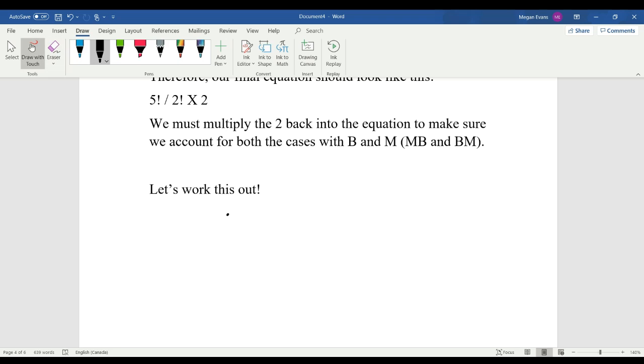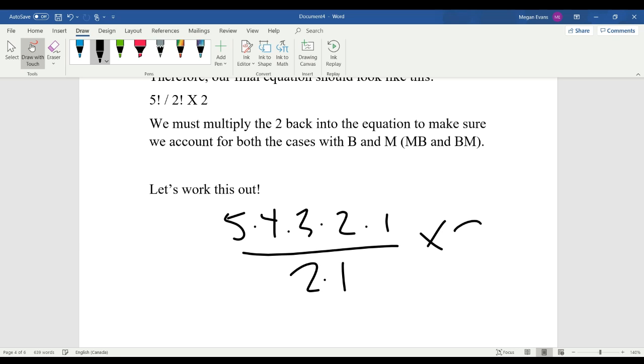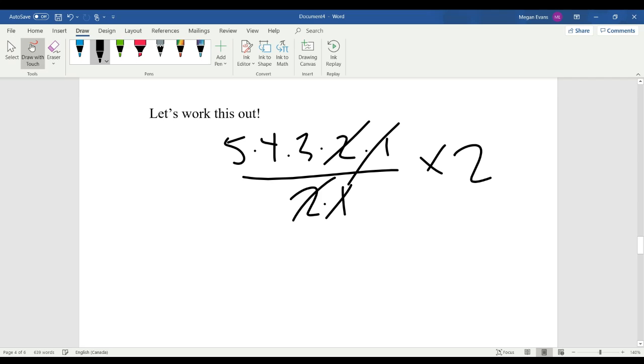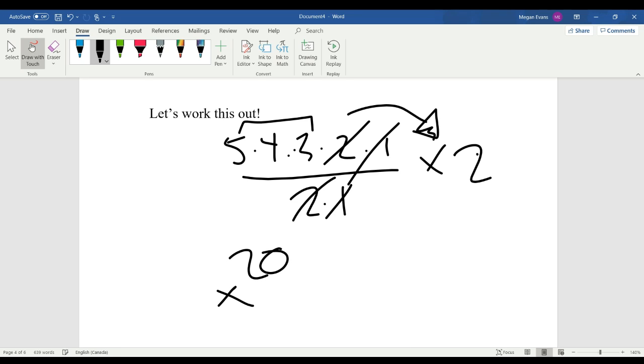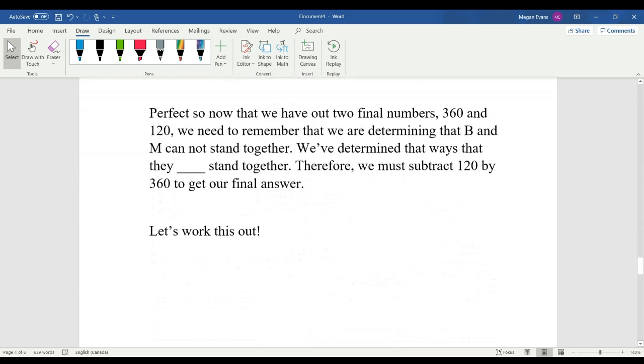So let's go ahead and do this. 5 factorial is 5 times 4 times 3 times 2 times 1, divided by 2 times 1, times 2. We can cross this out. Now we have 5 times 4 times 3 left, and we have to make sure we add the 2 left in there. So 5 times 4 is 20. We know that 3 times 2 is 6, so we can cross multiply. 6 times 0 is 0, and 6 times 2 is 12. Therefore, there are 120 ways that B and M can rest beside each other in the word.